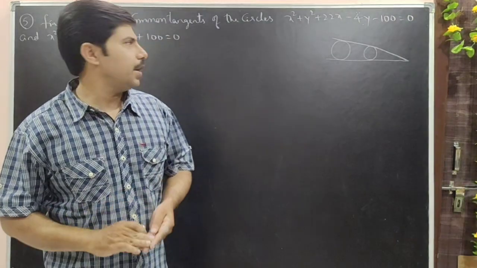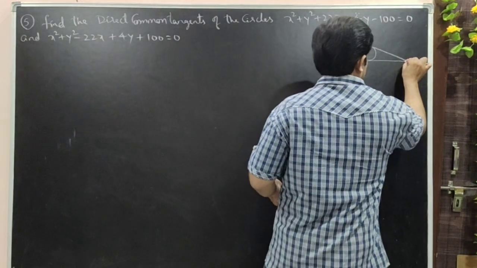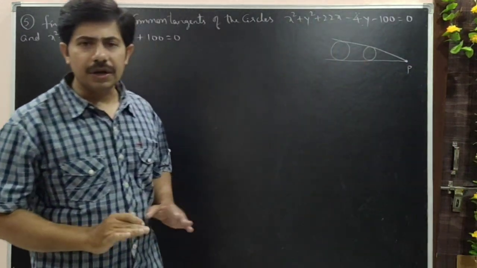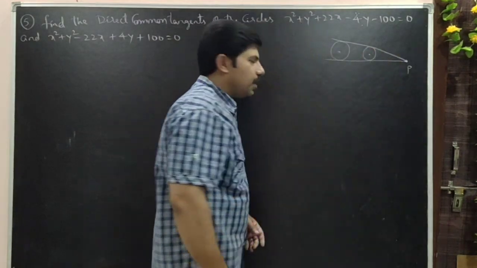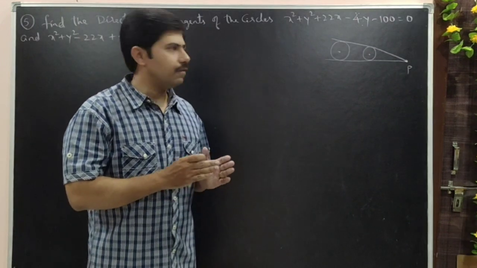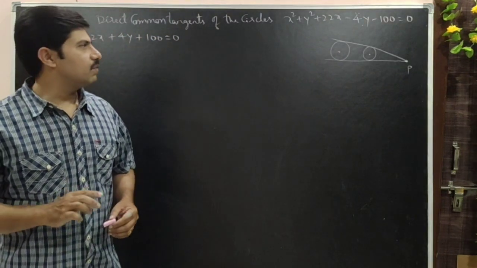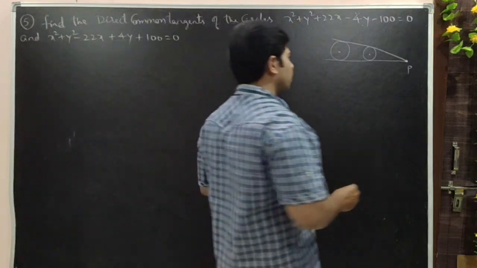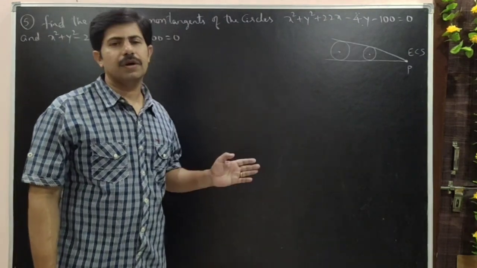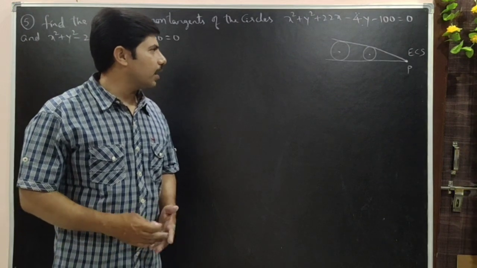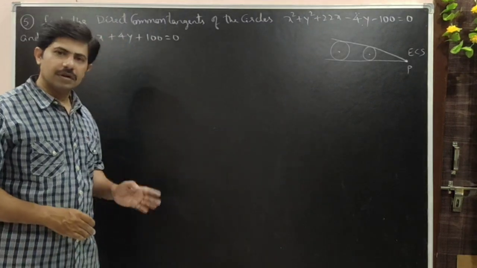Okay, so before finding these two direct common tangents, one more thing we have to see is this point P, which is nothing but the point of intersection of the direct common tangents. Now these are the two centers, and that is the point P, where the tangents meet. So here the point is away from the two centers. If the point is away from the two centers, it is called the external center of similitude. So in order to find the equation of direct common tangent, we need to find the ECS. Then after that we find the equations of the direct common tangents.